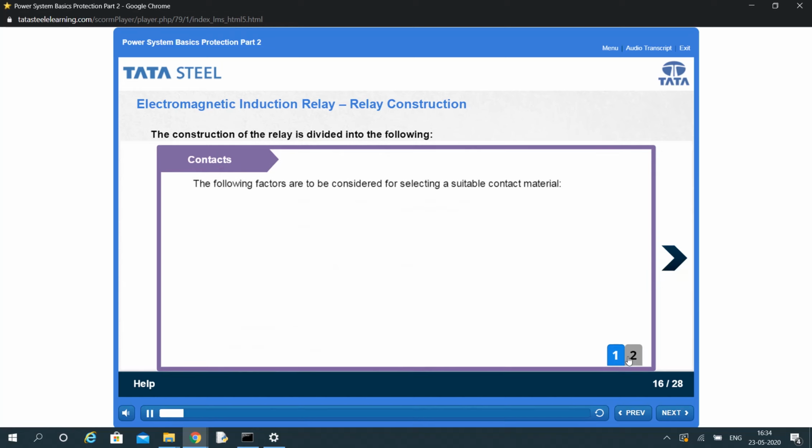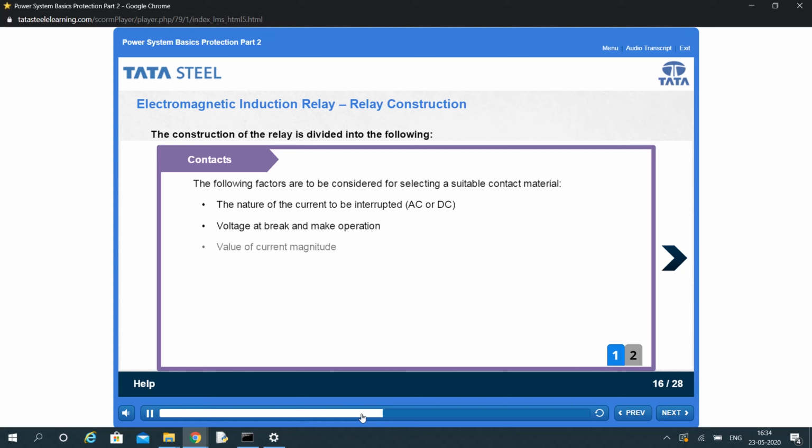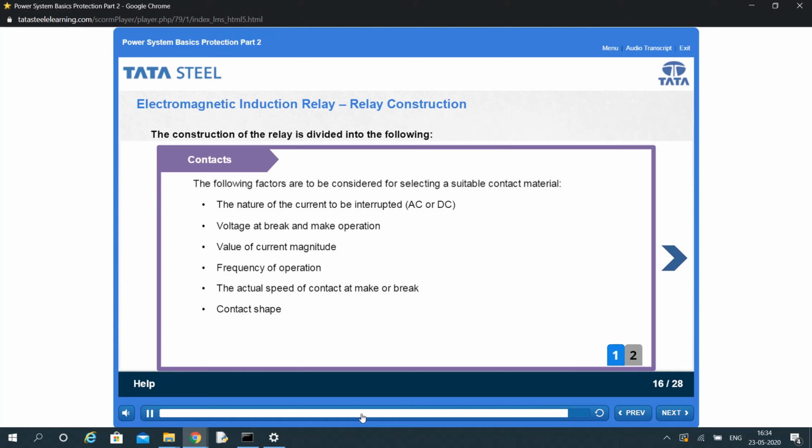The following factors are to be considered for selecting a suitable contact material: the DC voltage at break and make operation, value of current magnitude, frequency of operation, the actual speed of contact at make or break, and contact shape. Click on the arrow to move to the next screen.